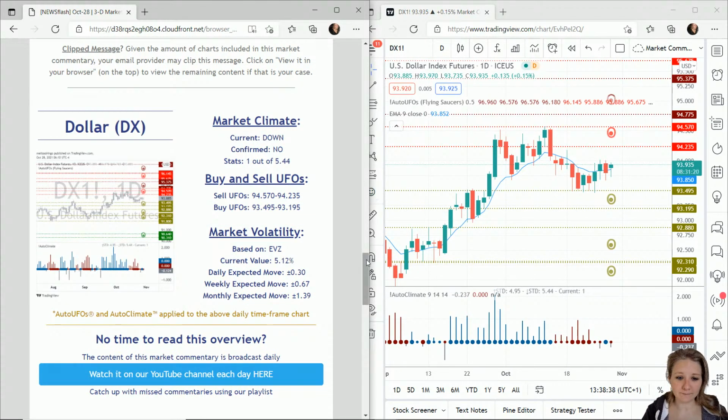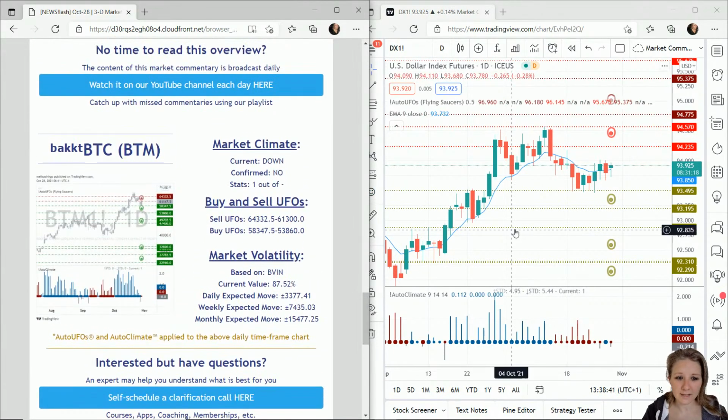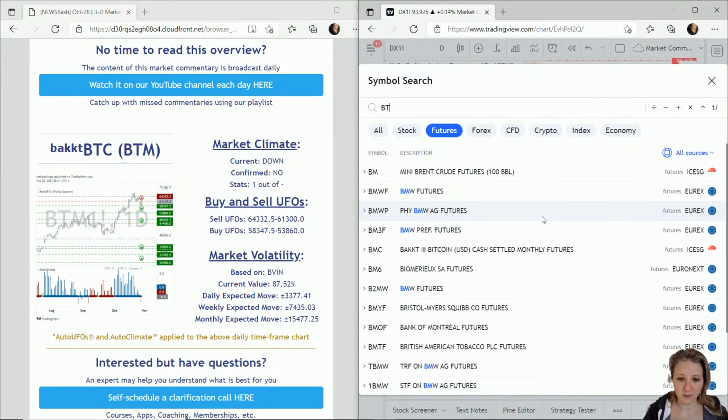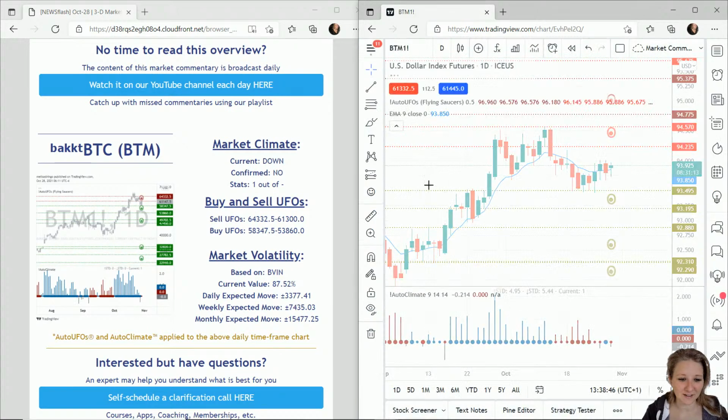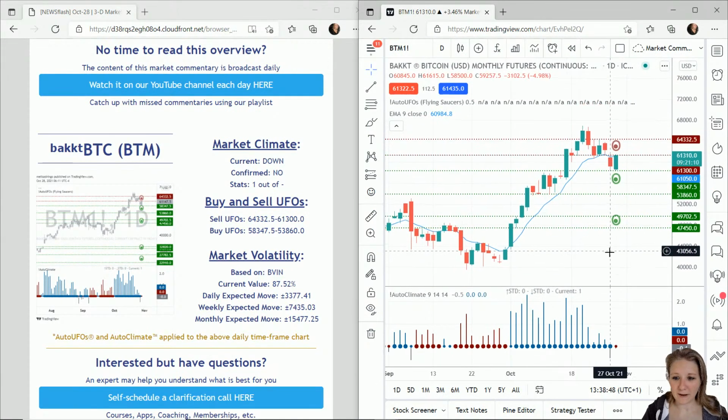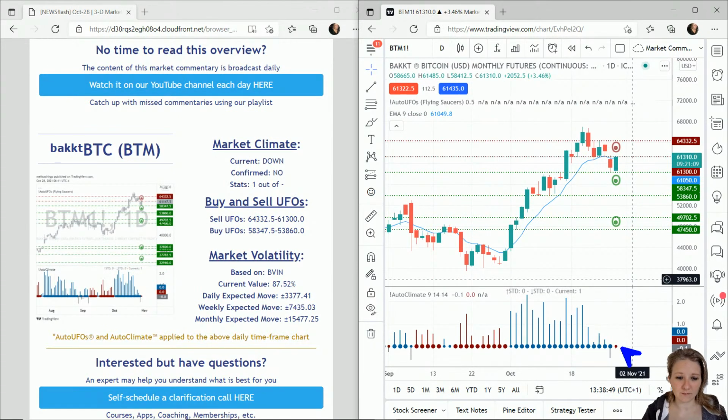Okay, last market is backed Bitcoin. And this one, by the looks of it, is also going to be unconfirmed. So let's take a quick look here. Yes, so with backed Bitcoin, we have a thin dot. That tells us unconfirmed climate, not enough probabilities either way. We have buy orders just here, 58,347.5 to 53,860, but we have sell orders just above us at 64,332.5 to 61,300. So again, we have buyers underneath us, sellers above us.